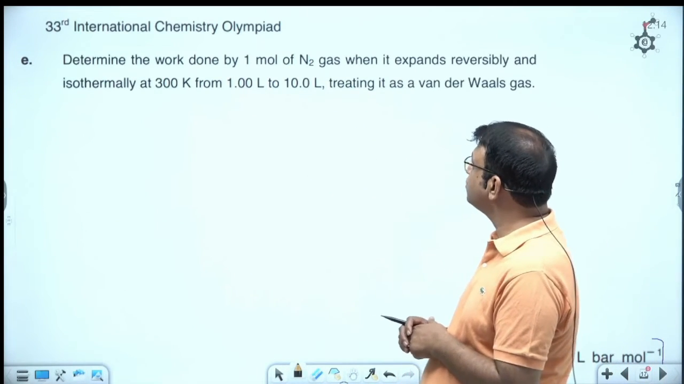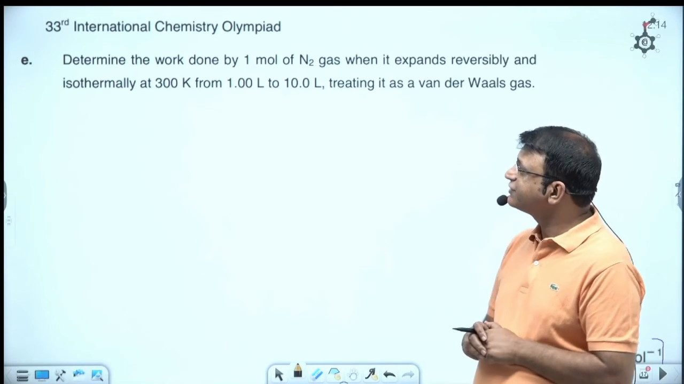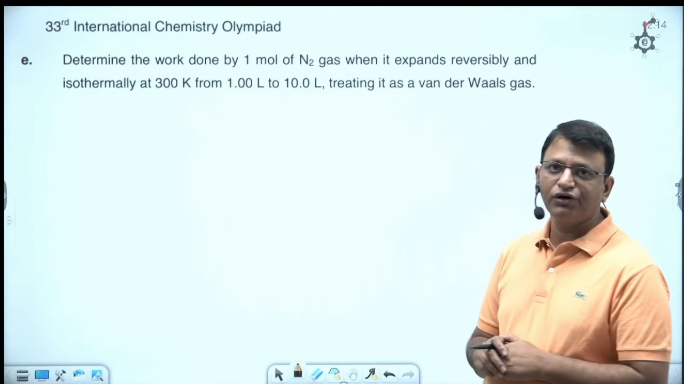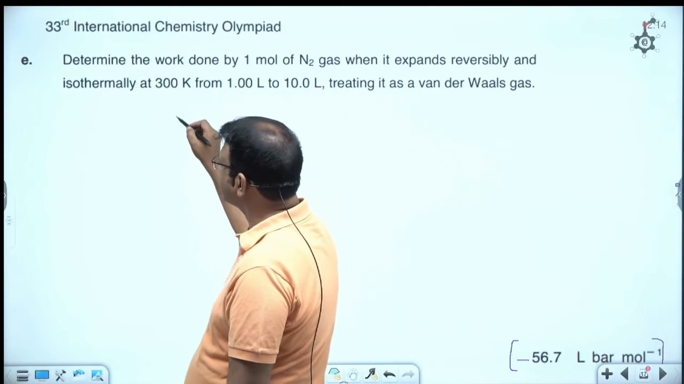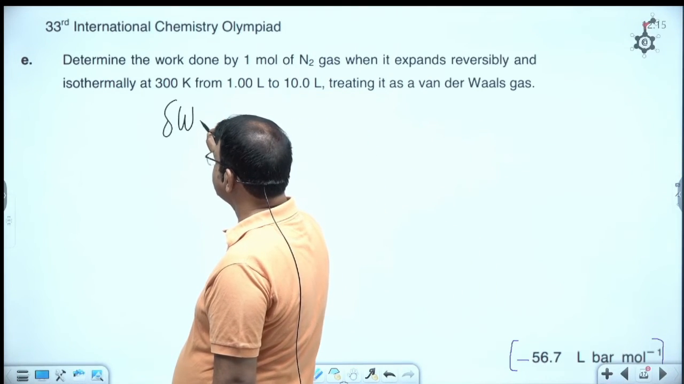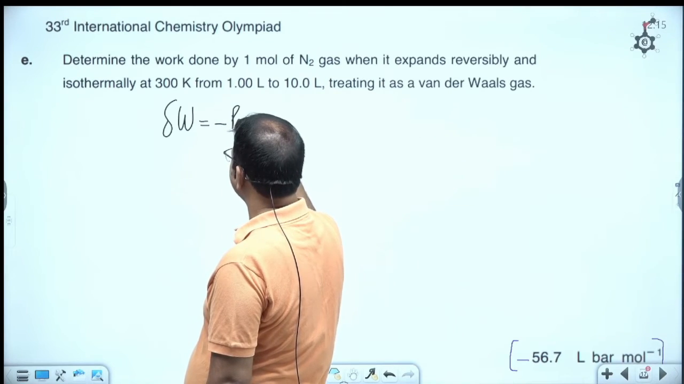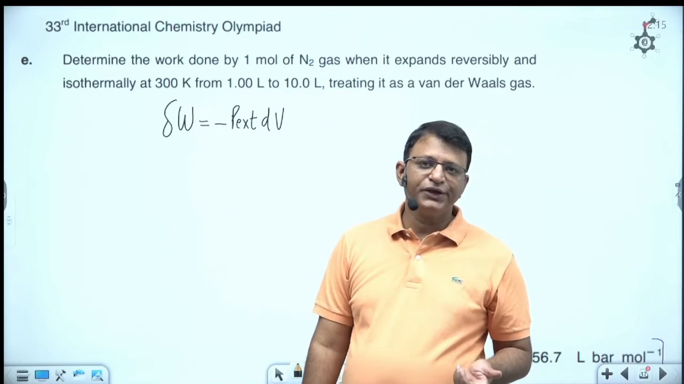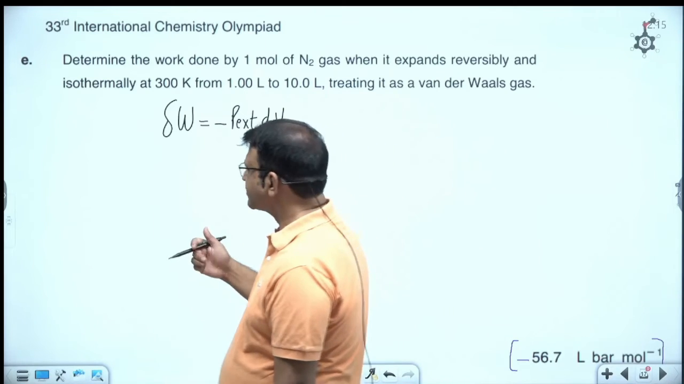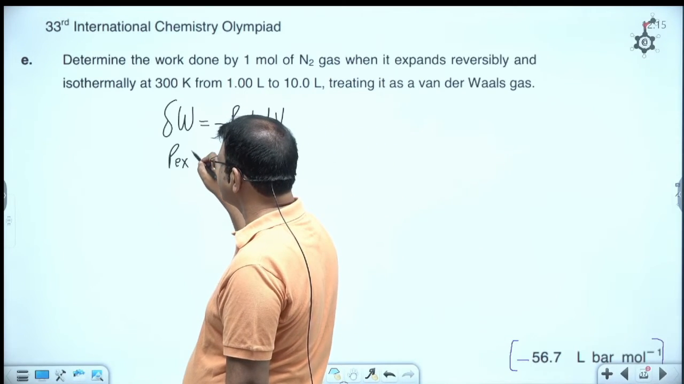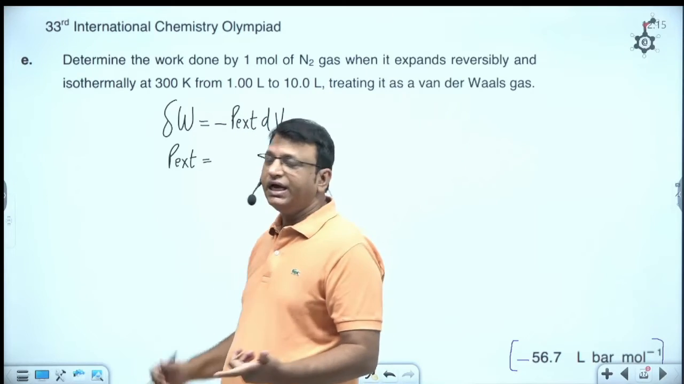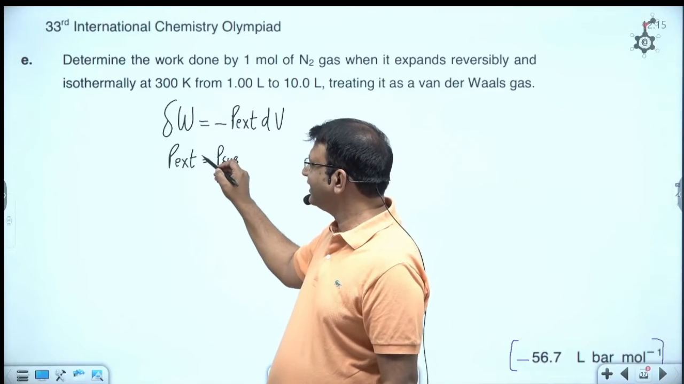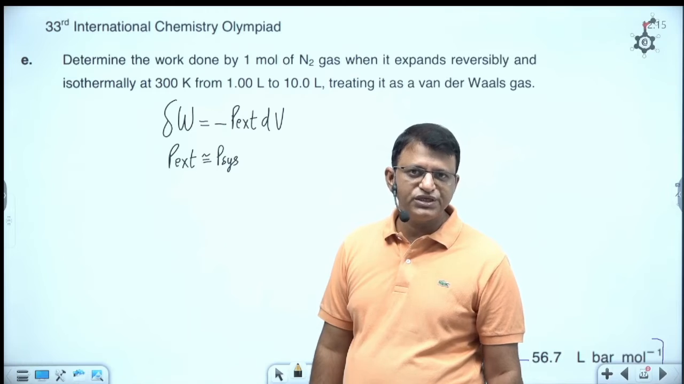Determine the work done by 1 mole of nitrogen gas when it expands reversibly and isothermally at 300 Kelvin from 1 liter to 10 liter, treating it as a van der Waals real gas. For any substance, if we have to write work done according to the IUPAC convention, dW is minus times P external into dV. In physics you write the pressure of the gas, right? But in chemistry we follow the IUPAC convention. We'll write like this: P external is equal to the pressure of the system, because the difference between the driving force and opposing force is very small in a reversible process. So here we are taking the approximation that P external is equal to P of the system.